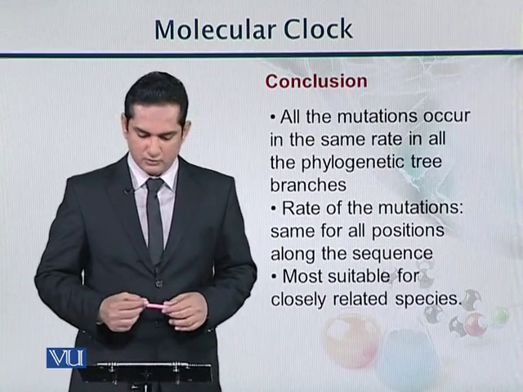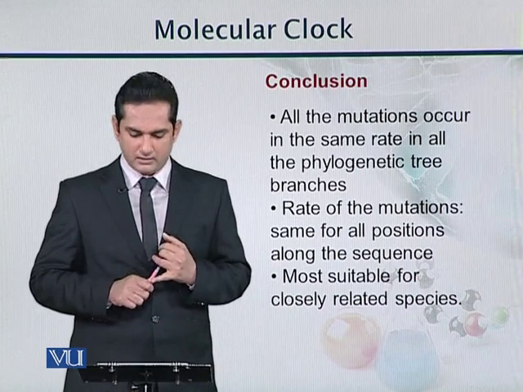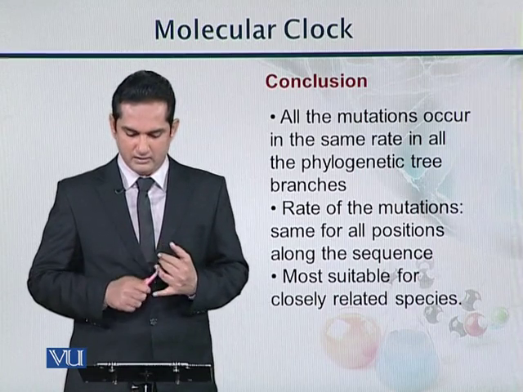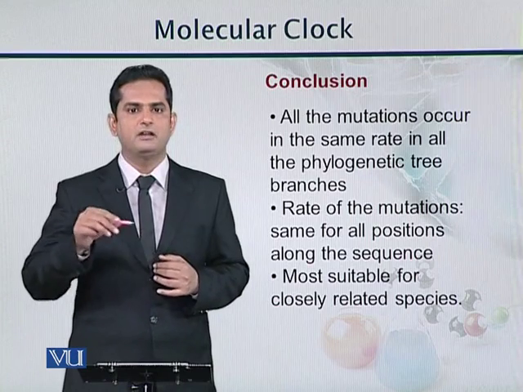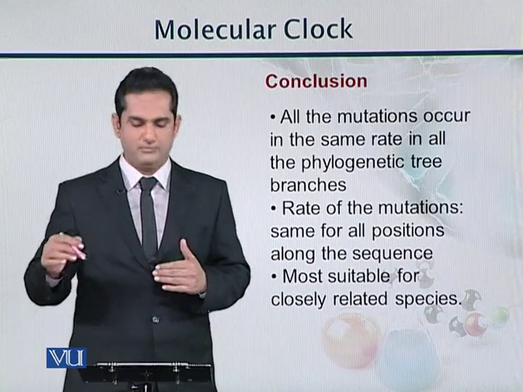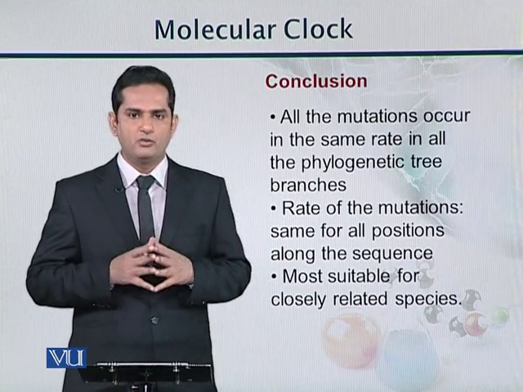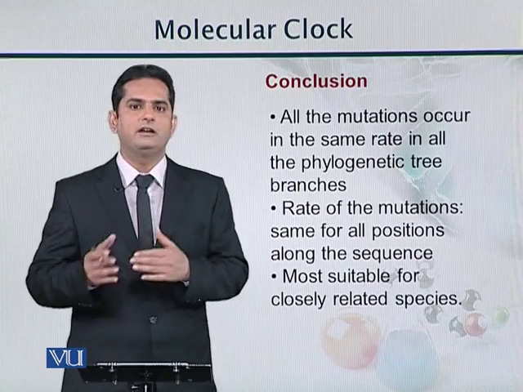So the final conclusion is that all the mutations across macromolecules occur at the same rate in all phylogenetic tree nodes. The other assumption is that the rate of mutation is the same for all positions along the sequences. And finally, it is most suited for those species or organisms which are closely related to each other.